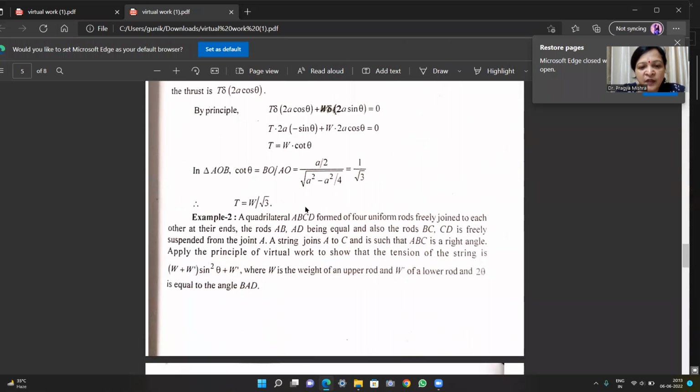A quadrilateral ABCD is formed of 4 uniform rods freely joined to each other at their ends. The rods AB and AD are equal, and rods BC and CD are also equal, and it is freely suspended from the joint A. A string joins A to C such that triangle ABC is a right triangle. Applying the principle of virtual work, we have to show that the tension of the string is given by this expression, where W is the weight of each upper rod and W dash of each lower rod, and 2 theta is equal to the angle BAD.